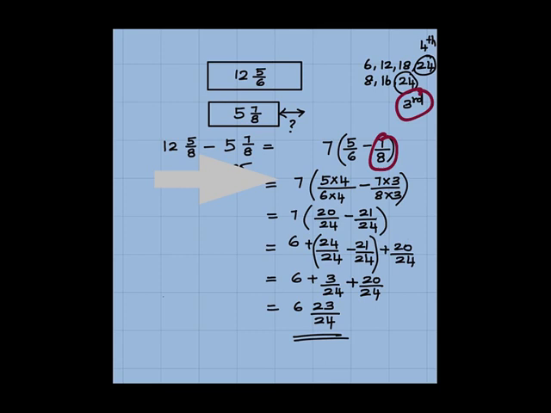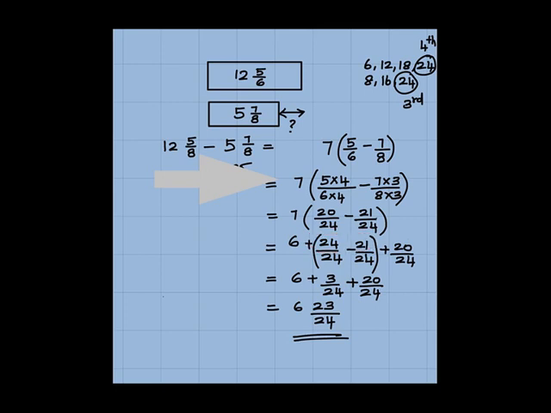So when we do that, we get 5 times 4 by 6 times 4, and then minus 7 times 3 by 8 times 3. 5 times 4 becomes 20, over 6 times 4 becomes 24, and then 7 times 3 becomes 21, and 8 times 3 becomes 24. Now we have like units in the denominator. Let us just subtract the numerators.